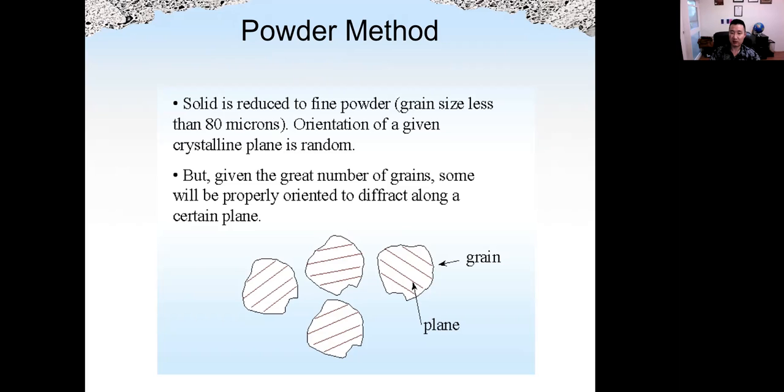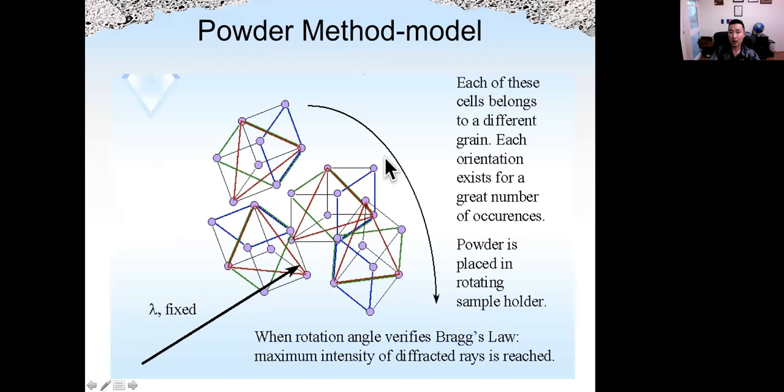As we can see from these pictures, because we have so many grains, for any different type of plane, we have a decent number of grains oriented to diffract along a certain plane. And each of these cells shows different particles. Each orientation exists for a great number of occurrences because we have so many particles. The particle size is so small.